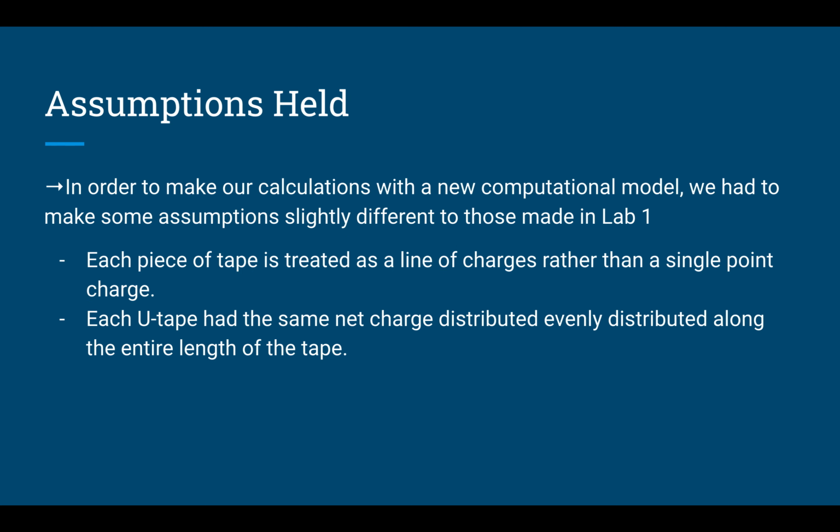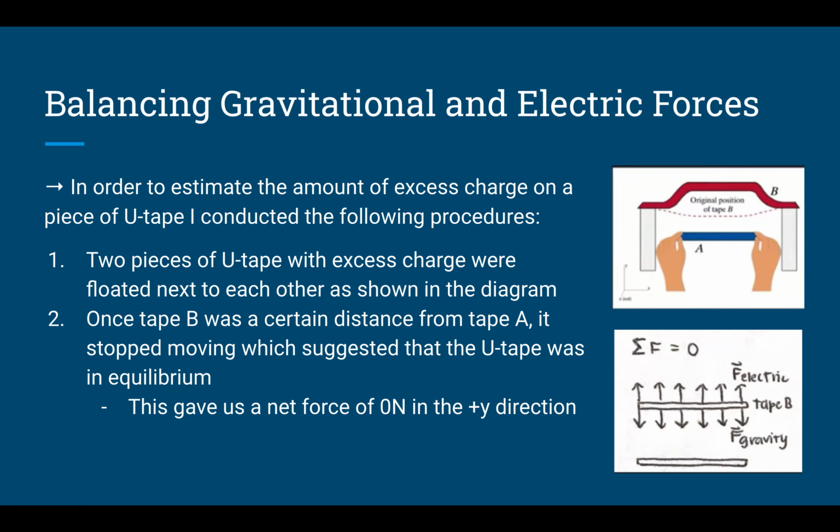I assumed that each U-tape was treated as a line of charges rather than a single point charge like I had assumed in Lab 1. It was also assumed that each U-tape had the same net charge distributed evenly along the entire length of the tape. To find the amount of excess charge on the negatively charged U-tape, two pieces of U-tape were floated next to each other, as shown in the diagram on the right.